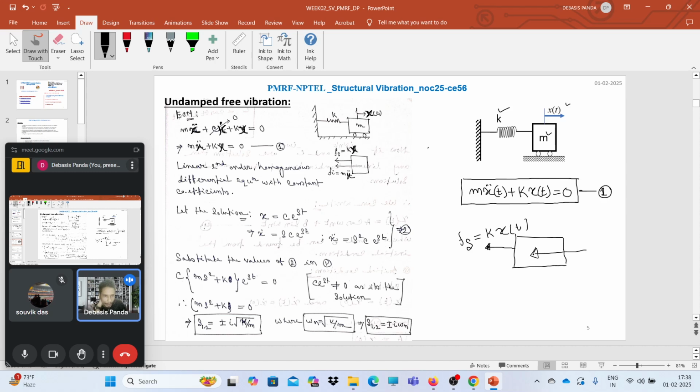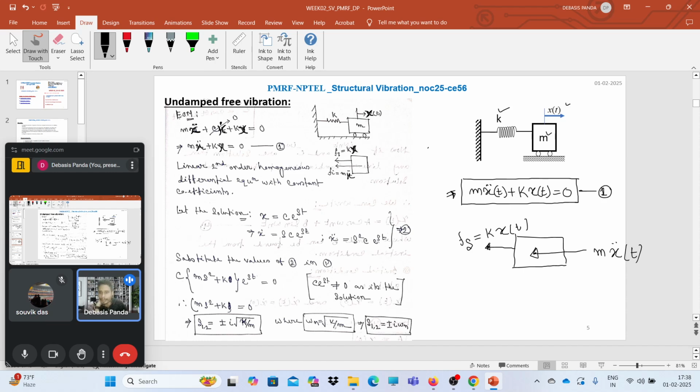So we will have the inertia force m x double dot t. Now, if we write down the equation of motion, we will have it like this: m x double dot plus k x is equal to 0. Now, look at the equation. It's a second order homogeneous differential equation with constant coefficients. So now, if we look for the solution of this equation, what will we get?